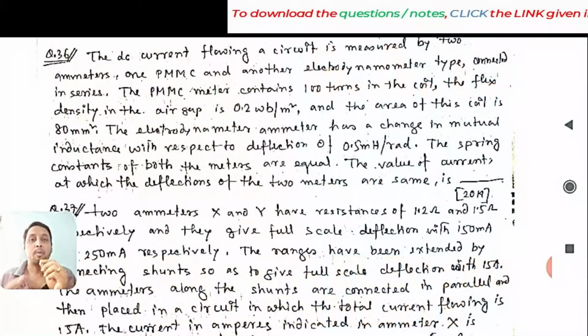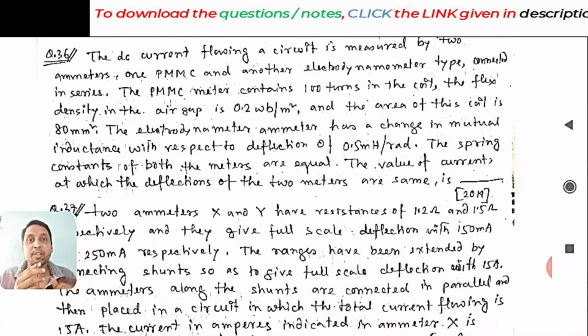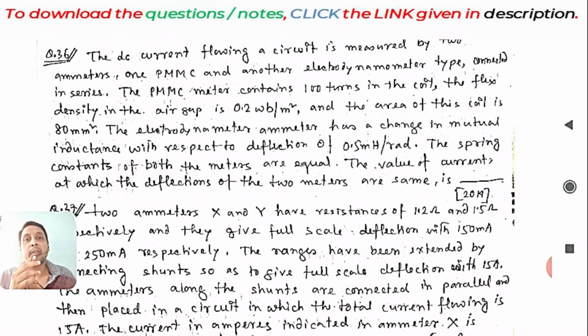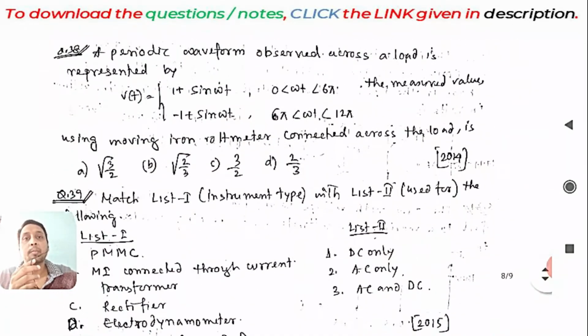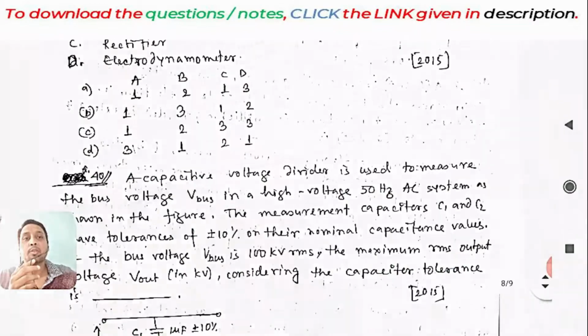Okay students, welcome you all to this new lecture on GATE Measurement series. Today we will be solving 5 questions, starting from question number 36 up to question number 40. Okay, then let's try to solve these questions.